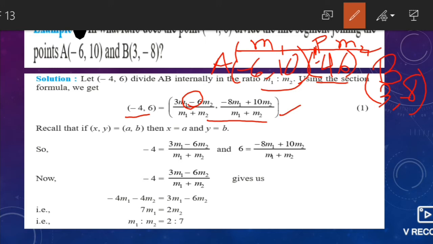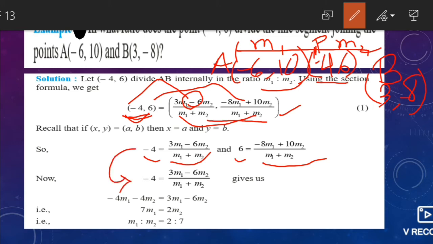Now as you can see, this coordinate is equal to this coordinate. That means the x coordinate has to be equal and the y coordinate has to be equal. If you equate the x coordinate, that is -4 equals this one, and if you equate the y coordinate, then 6 equals (-8 m1 plus 10 m2) by (m1 plus m2). Take this equation and do the cross multiplication. Take m1 on one side and m2 on the other side. That is 7 m1 is equal to 2 m2. So that means m1 by m2 is equal to 2 by 7.